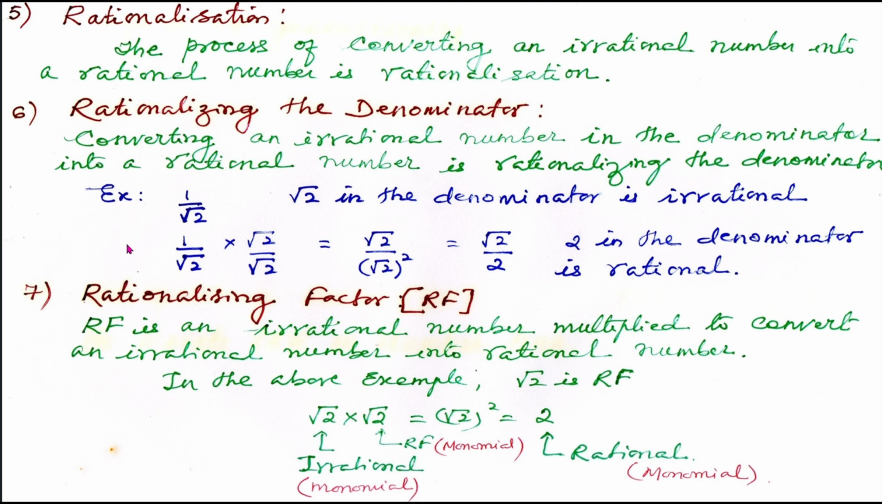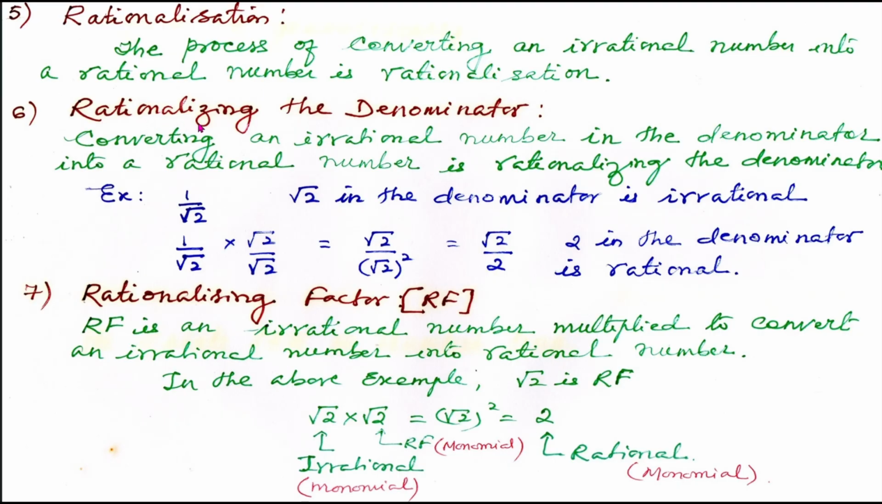Rationalization is the process of converting an irrational number into a rational number. What is the meaning of that? Let us say we have got root 2. We want to convert it into a rational number. That means I have to multiply root 2 with root 2. Root 2 into root 2 becomes 2, which is a rational number. So rationalization is the process of converting an irrational number into a rational number.